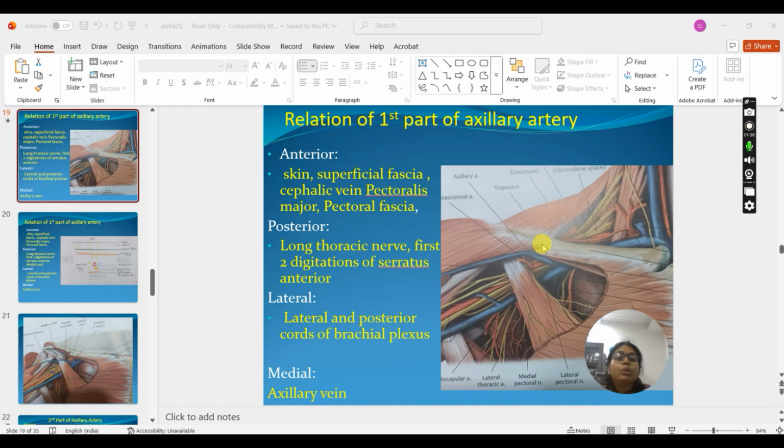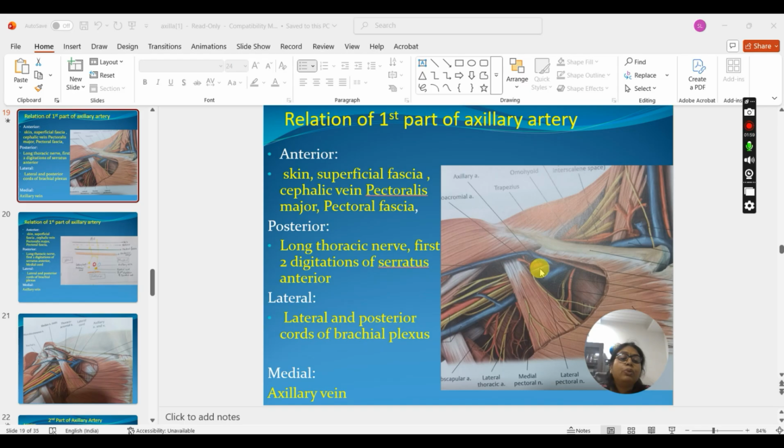Okay, so what are the things you removed here? You have removed the skin, the superficial fascia, the deep fascia or pectoral fascia, and what was lying over here? Pectoralis major. So naturally these are the things which make the anterior relation.